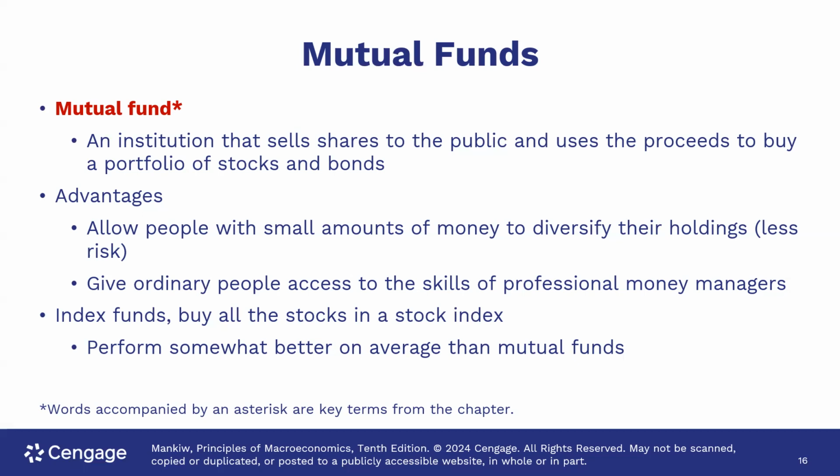Okay, compared with direct investment, it has several advantages. First, it allows people with small amounts of money to diversify their holdings. It becomes less risky. Okay, so what does that mean? So let me give you an example of Berkshire Hathaway. It is a company that is managed by Warren Buffett. So now it has a share price of like $400,000.